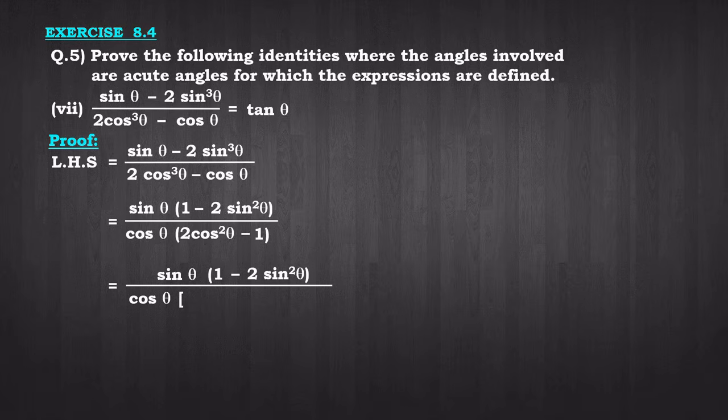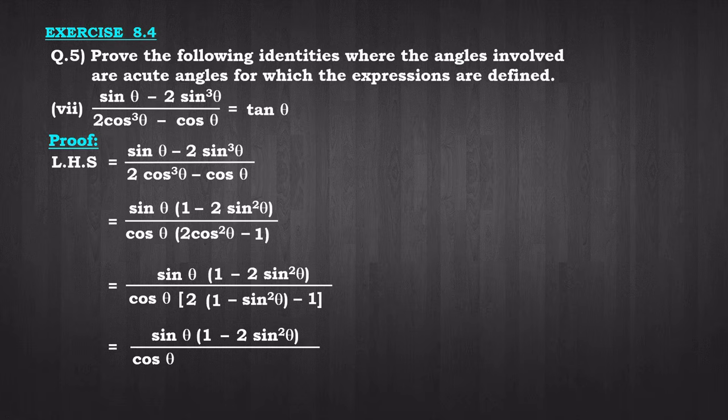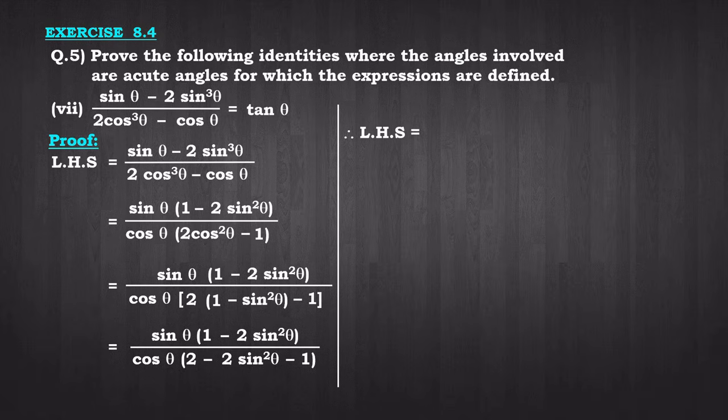Substitute it into the denominator. The denominator becomes cosine theta multiplied by 2 multiplied by 1 minus sine squared theta minus 1. Now simplify the bracket. We get cosine theta multiplied by 2 minus 2 sine squared theta minus 1. This simplifies to cosine theta multiplied by 1 minus 2 sine squared theta.